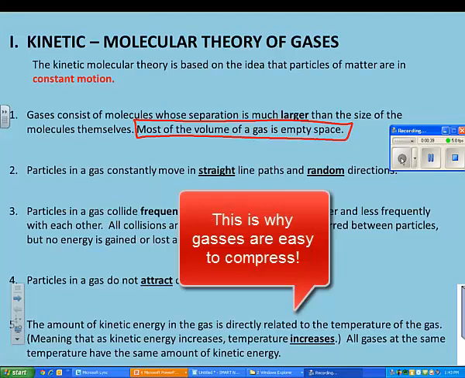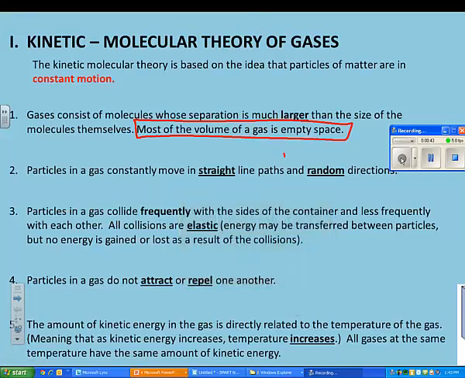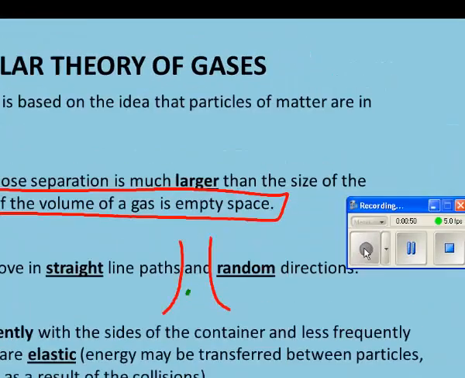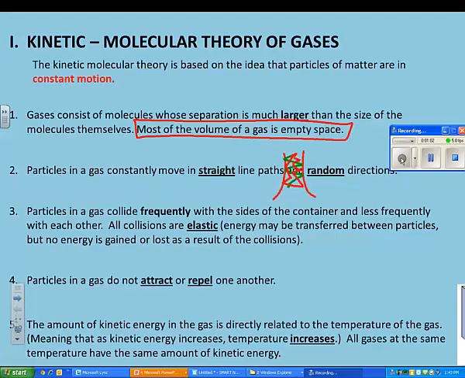Number 2, particles of gas constantly move in straight line paths in random directions. So if we've got our little container here, I don't know why I drew it like a tree, but I will. Let's say this is our molecule. It's going to go straight line, random paths. And say it hits another one right here in the middle. Well, then it's going to deflect in a straight random path, and it's going to keep on going, and it's just a completely random cycle depending on what it collides with, either a container or another molecule.